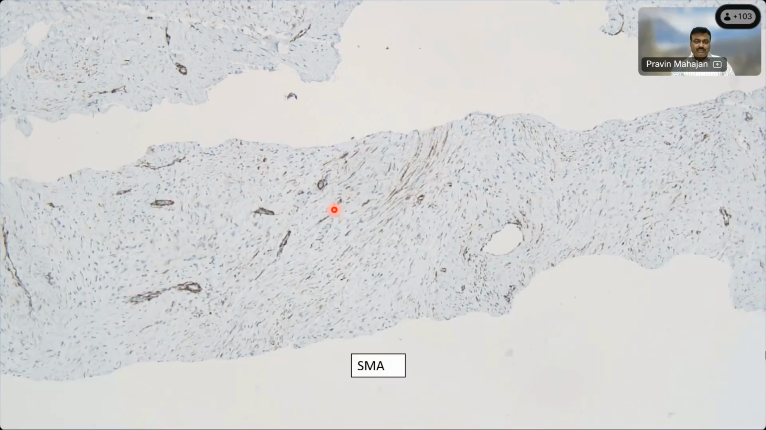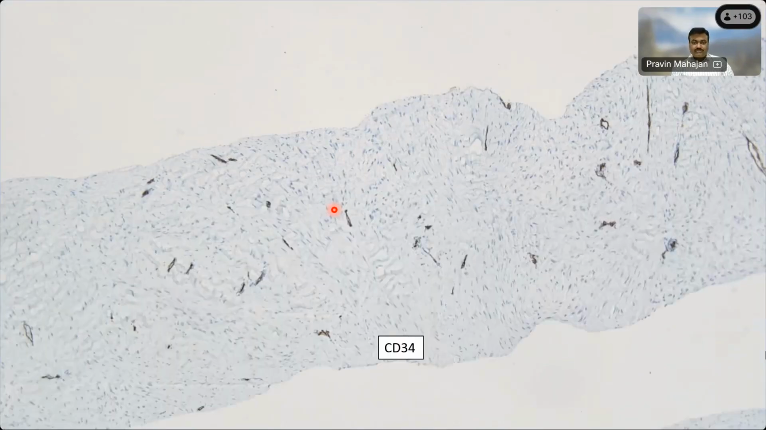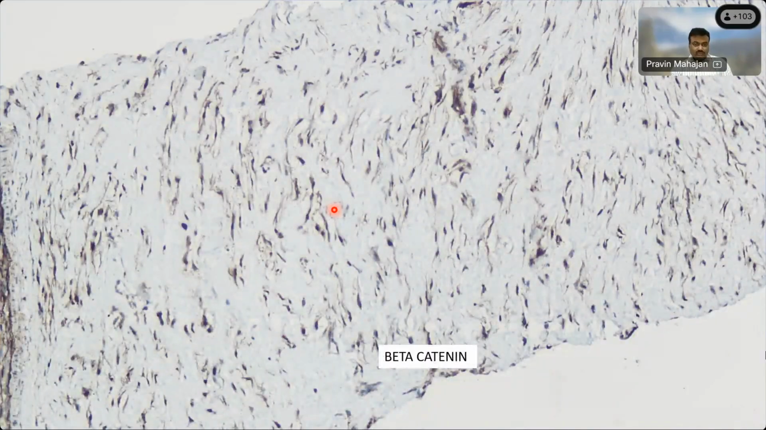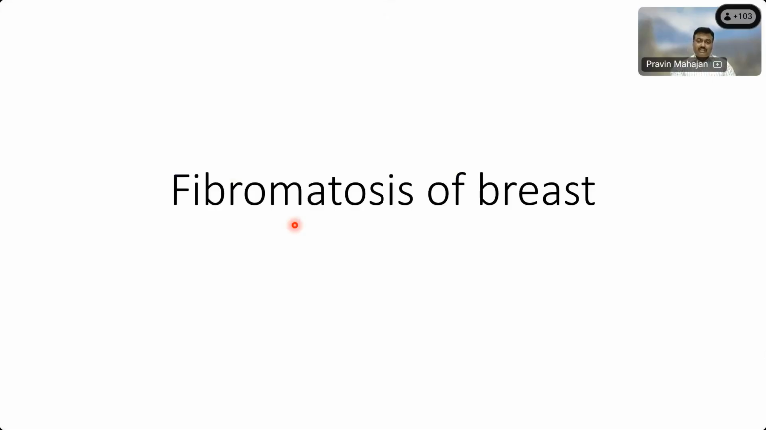SMA was focally positive. CD34 was negative. Desmin was negative, but beta catenin is nicely positive. There is nuclear positivity also. So it is not a metaplastic fibromatosis-like carcinoma, but it is actually fibromatosis. It can occur in the breast. So, proper histological evaluation as well as judiciously used IHC will help you make the proper diagnosis.